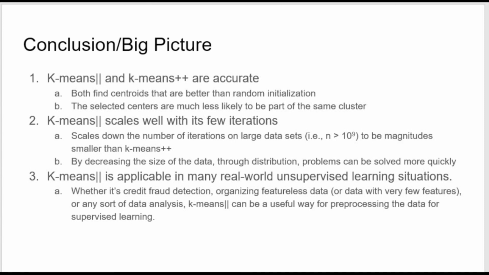K-means clustering is the most popular clustering algorithm, and it's usually the first thing practitioners apply when solving clustering tasks to get an idea of the structure of the dataset. Whether it's credit fraud detection, organizing featureless data, or any sort of data analysis, k-means parallel can be a useful way of processing the data for supervised learning.